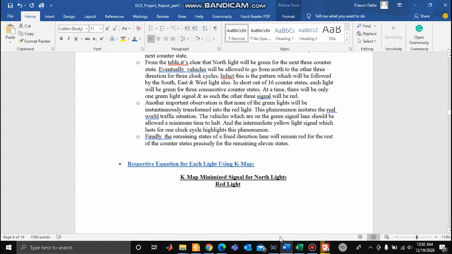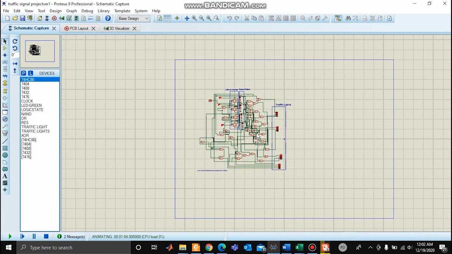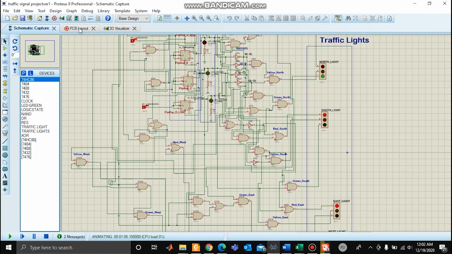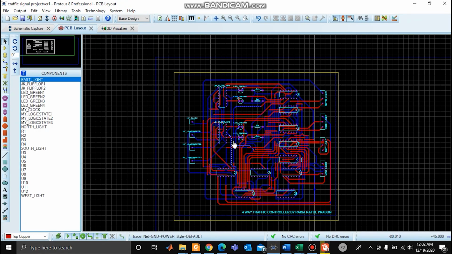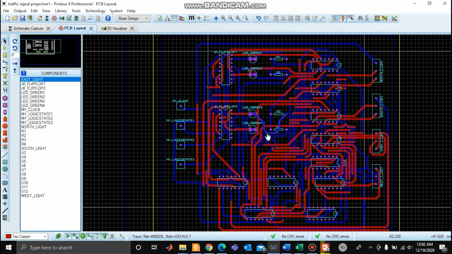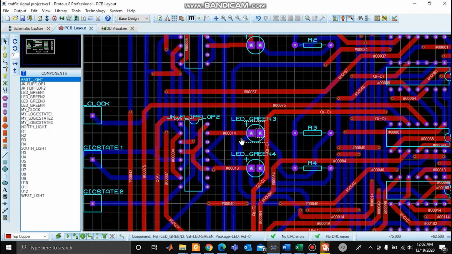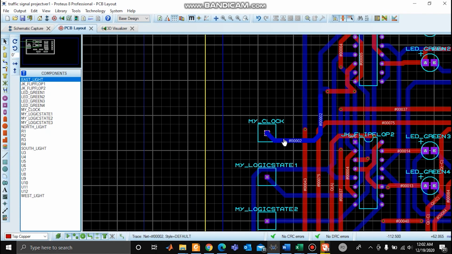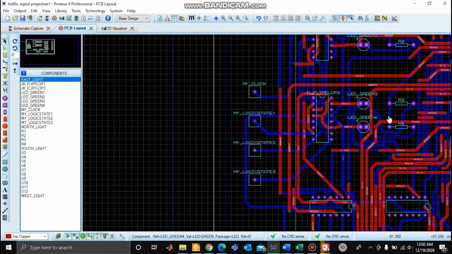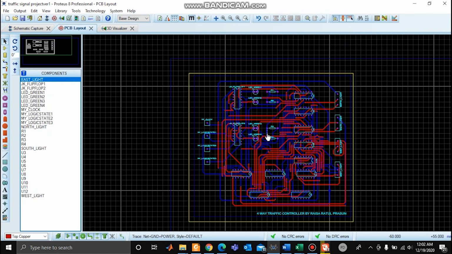Now let's move on to the PCB circuit diagram. It was a two-layer PCB. The red wires are on the top copper layer and the blue wires are on the bottom copper layer. In this PCB design, some PCB packages were not available, like the green LED, clock and logic state PCB packages. So these PCB packages have been designed manually.